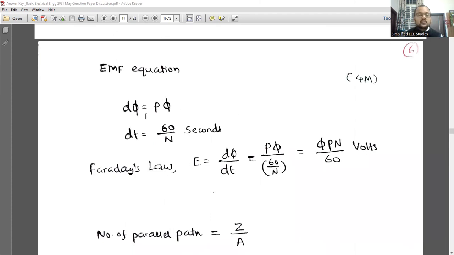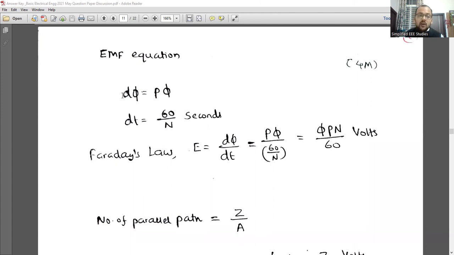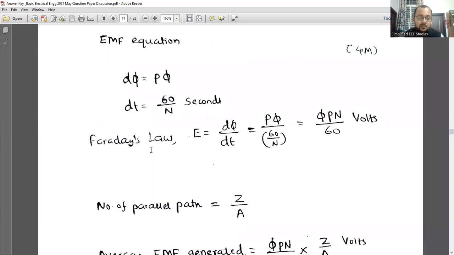Regarding the EMF equation, you can explain it with the help of Faraday's law of electromagnetic induction. According to Faraday's law, the EMF induced is directly proportional to the rate of change of flux linkage, that is E = dφ/dt. First, what is dφ? dφ depends on the number of poles and the total flux per pole, that is φP, where dt is 60 divided by N. N is known as the revolution. Then applying Faraday's law, E = dφ/dt, you will get φPN/60 volts.